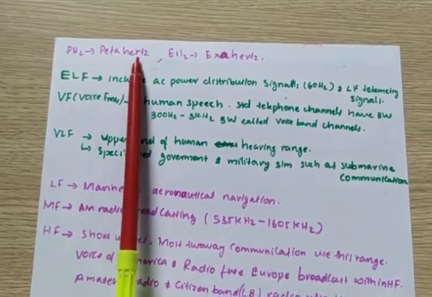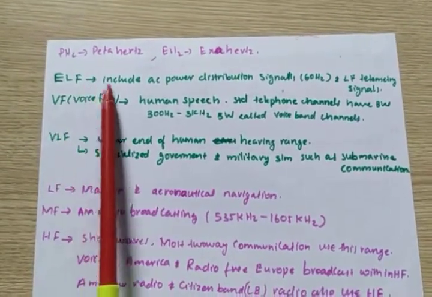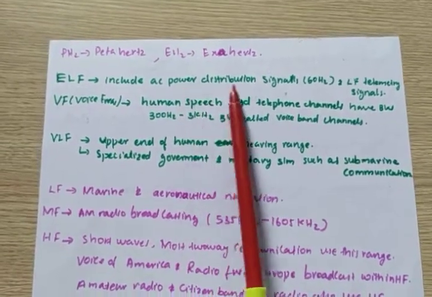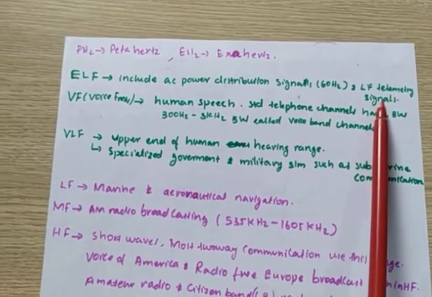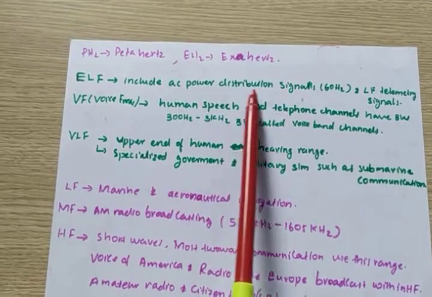PHZ is nothing but petahertz, EHZ is nothing but exahertz. ELF is nothing but extremely low frequency. This includes AC power distribution at 60 hertz and low frequency telemetry signals. Extremely low frequency is used for AC power distribution.